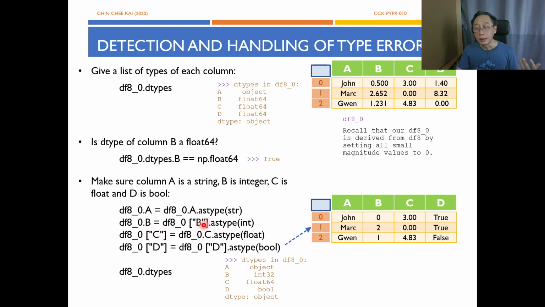Can I cross assign? Sure. Can I make C equal to B, but now C is the floating point of B? Sure, you can always say df80.B.astype(float) and then store into C. So the numbers will be exactly the same: 0.00, 2.00, 1.00. Okay, so the outcome becomes this.